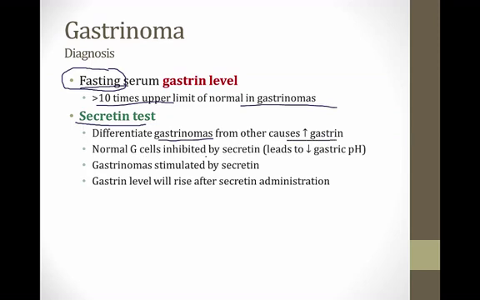Normally, the G cells are inhibited by secretin. This will lead to a lowering of gastric pH. However, gastrinomas behave the opposite way.